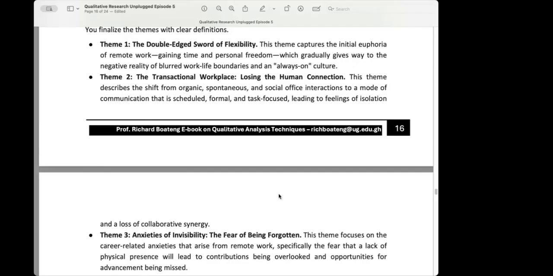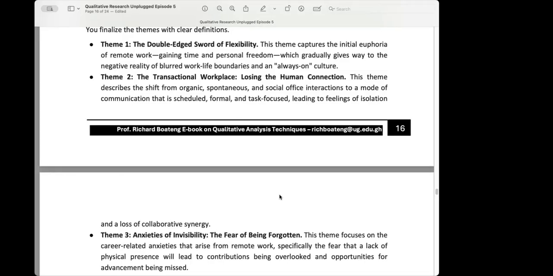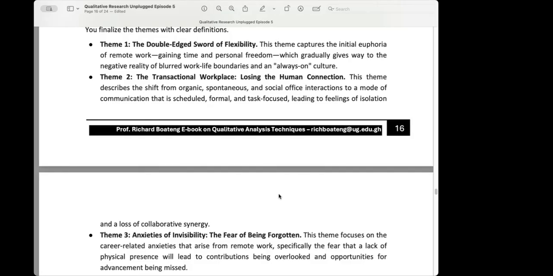Your report, particularly your findings section or chapter, should tell a compelling, coherent, and evidence-based story about your data. It should logically present your themes, support them richly with participant voices, those data extracts, and weave them into an overall narrative that directly addresses your research question. It's not just a collection of themes dumped on a page. It's a carefully constructed analytical narrative. Okay, the writing itself helps shape the final analysis.